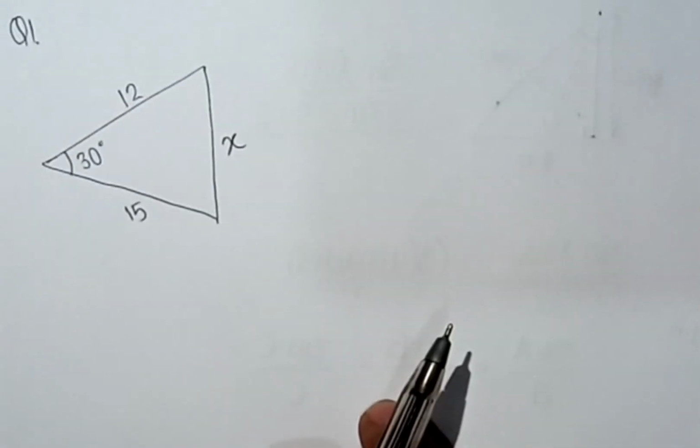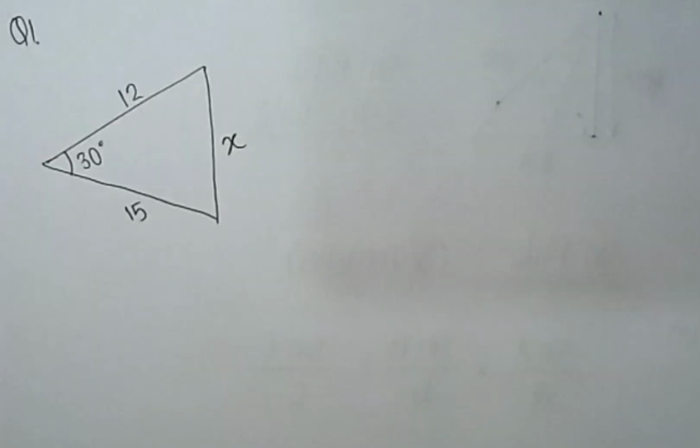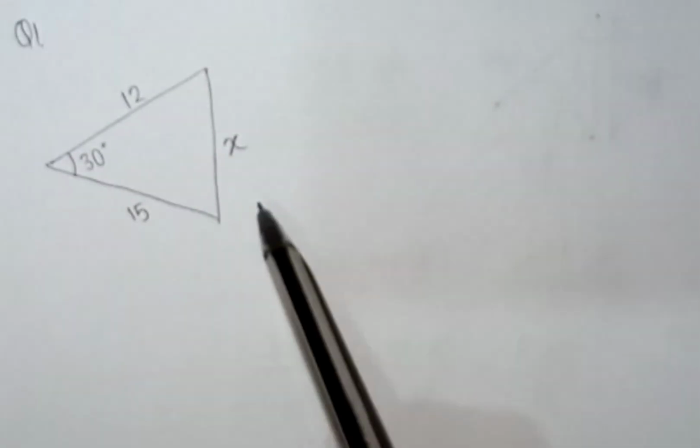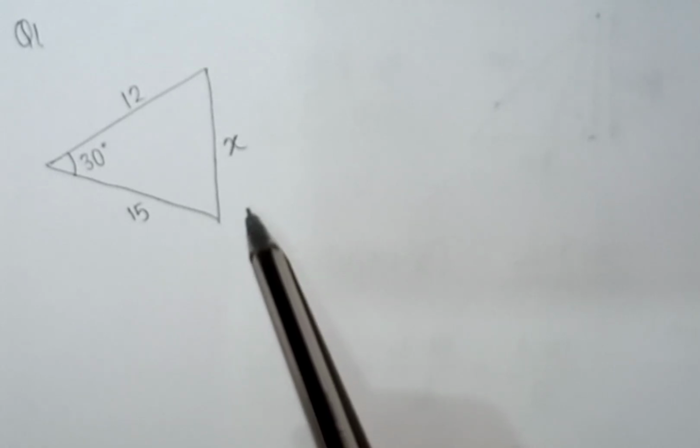Now they are asking you to find the value of x. So what is the value of x? First of all, there is no hypotenuse, no perpendicular, and no base, because there is no right angle. So you need to apply either the sine rule or the cos rule.